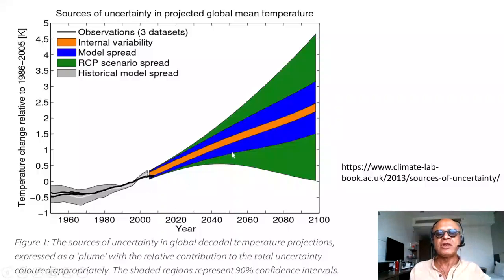So just like we looked at before, internal variability is shown here, which remains fairly steady throughout the 21st century. Model spread increases as you go forward in time, but in the shorter time scales that we talked about before, the model spread is larger than the scenario spread. But as you go out to longer term projections, the model spread increases, but the scenario spread becomes much more dominant. This is what we had mentioned before.